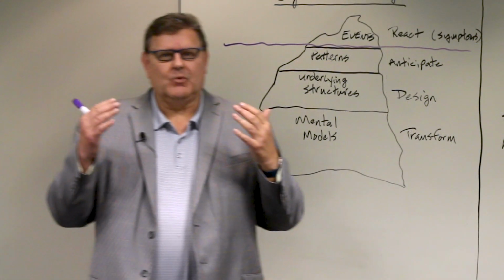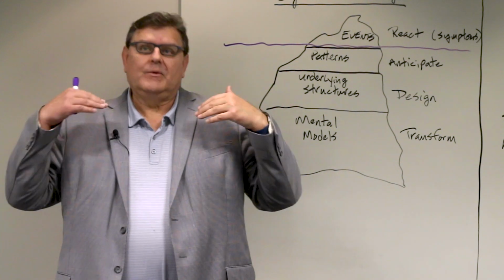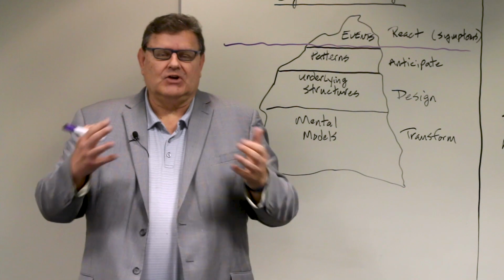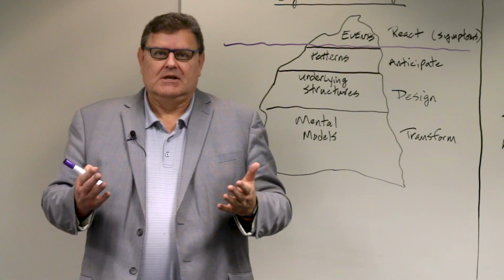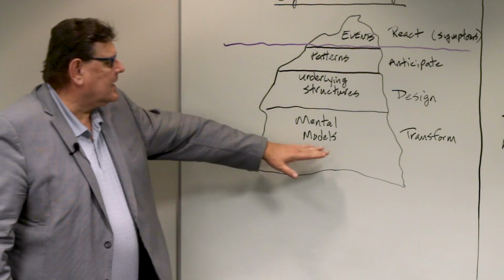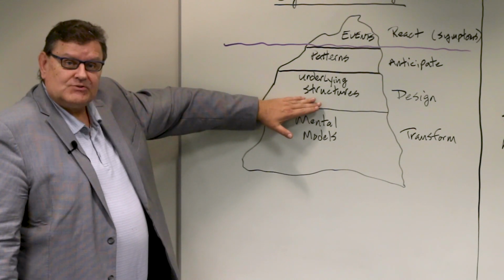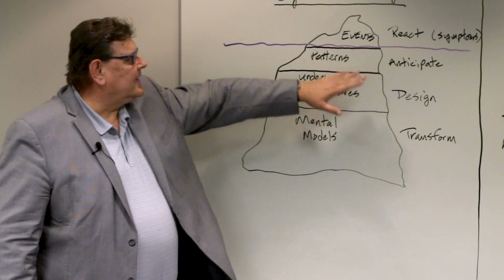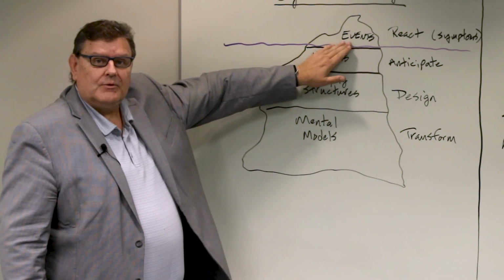Transformation happens when we recognize our mental models, when we surface them, and then we are willing to modify them, to update them, to change them. So mental models are the bedrock. Structures are the place where we can design different systems. Patterns are the thing that we can anticipate, but events we can only react to.